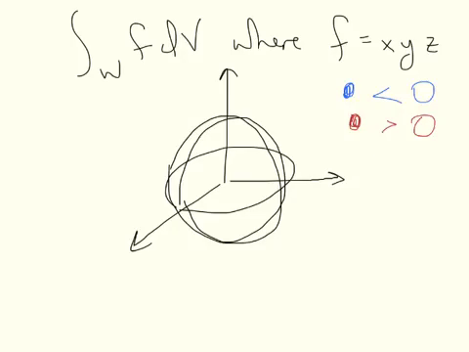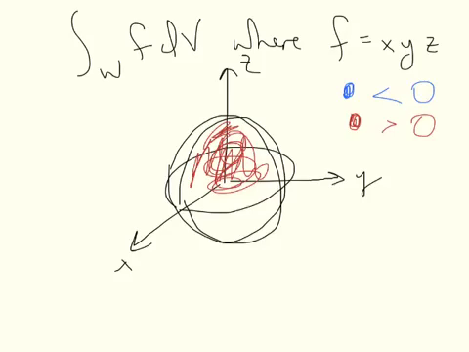So when we're here in this upper octant, oh, I forgot to label these. This is x, this is y, and this is z. Here in this first octant, x is positive, y is positive, and z is positive, so xyz is certainly positive. So this region is red.